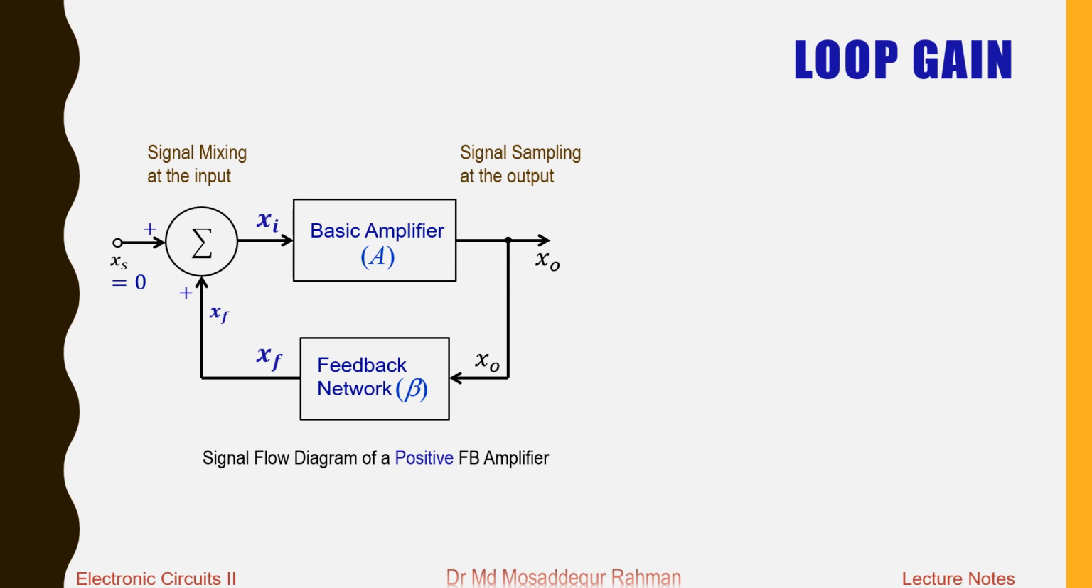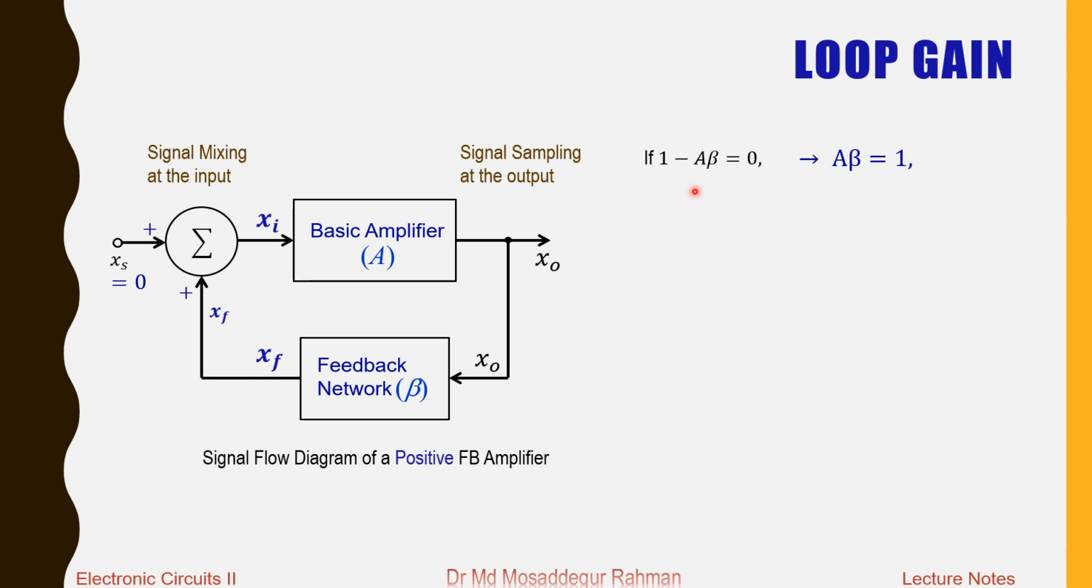So now in our previous slide we have just learned that if you can make the factor 1 minus A beta 0, you will have an infinite gain, and then it will be possible to have an output X naught without any input signal Xs. So now here Xs is 0, and provided that 1 minus A beta is 0, so this term is 0, then you can get an output X naught without any input. That means the circuit will work as an oscillator circuit.